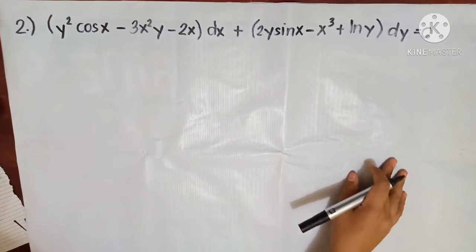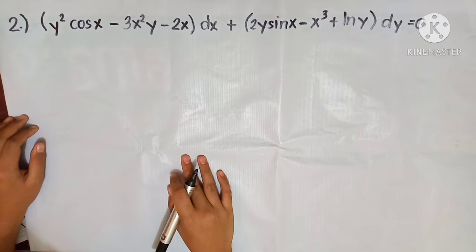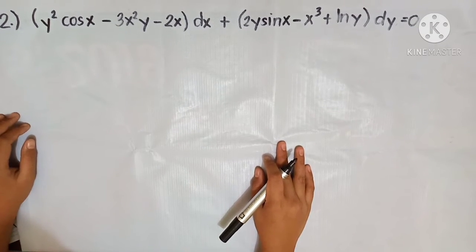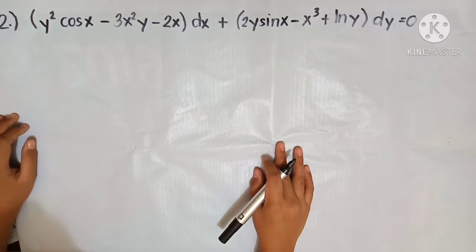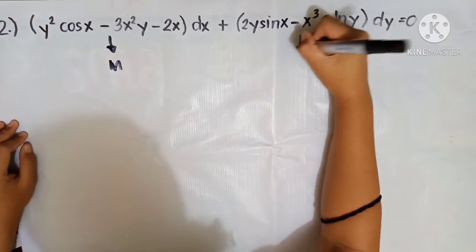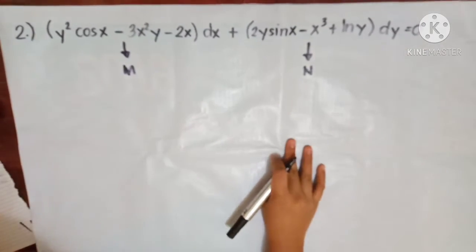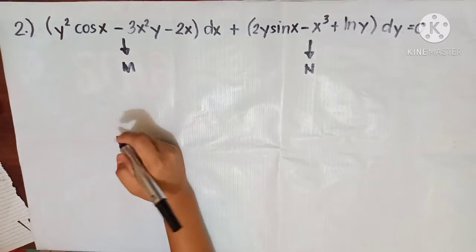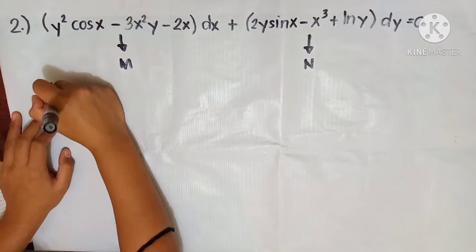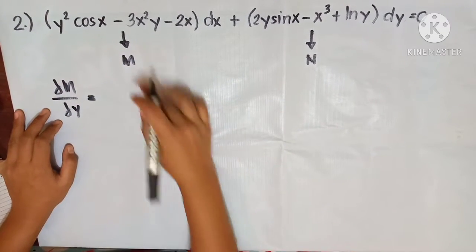Next example, we have y squared cosine x minus 3x squared y minus 2x dx plus 2y sine x minus x cubed plus ln y dy equals 0. So this would be our m, and this would be our n. So first thing to do is to test for its exactness using the formula partial derivative of m in terms of y equals our m.